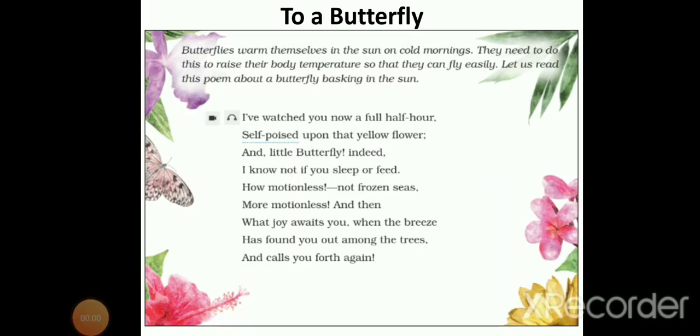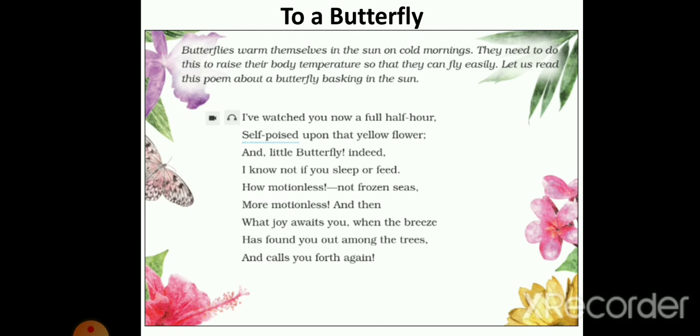Now mark those words. Whichever words I'm telling you to mark, please mark those words. I have watched you now a full half an hour. Self-poised. Underline the word self-poised. Poised means what? Balanced. Upon that yellow flower. And little butterfly indeed, I know not if you sleep or feed. How motionless. Underline the word motionless. Not frozen seas more motionless.